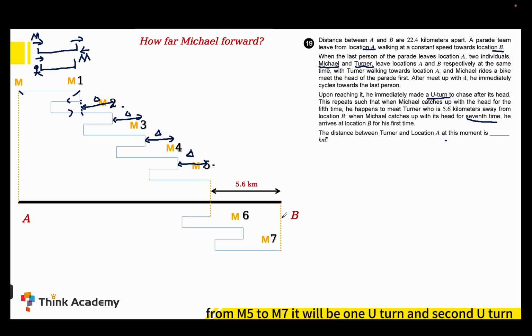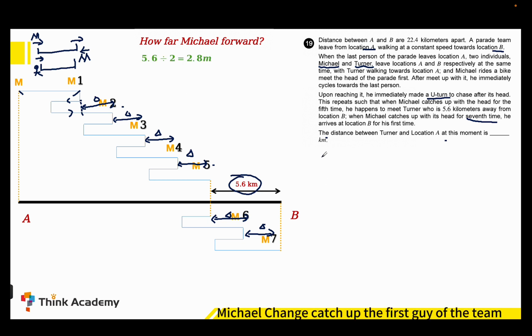From M5 to M7, it will be one U-turn and the second U-turn. So the forward distance in total is 5.6 kilometers. This length is also a triangle, and this length is also a triangle. So we can find out the forward two triangles equal 5.6 kilometers. So each time Michael catches up the first guy of the team, it will take 5.6 divided by 2 equals 2.8 kilometers.